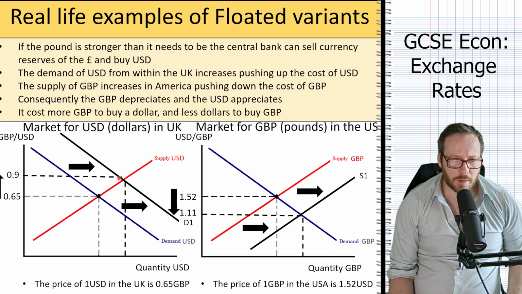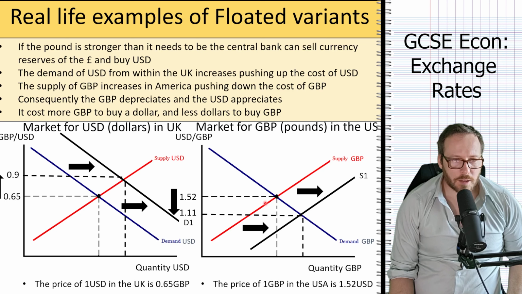But what happens in the American market? Inside America, we have to flip this concept on the graph. So this was demand of dollars, but this is demand of pounds, right? So if we flip these concepts inside the USA now, because the British people have bought more dollars, that means they're technically supplying more of their pounds, aren't they, to the USA?